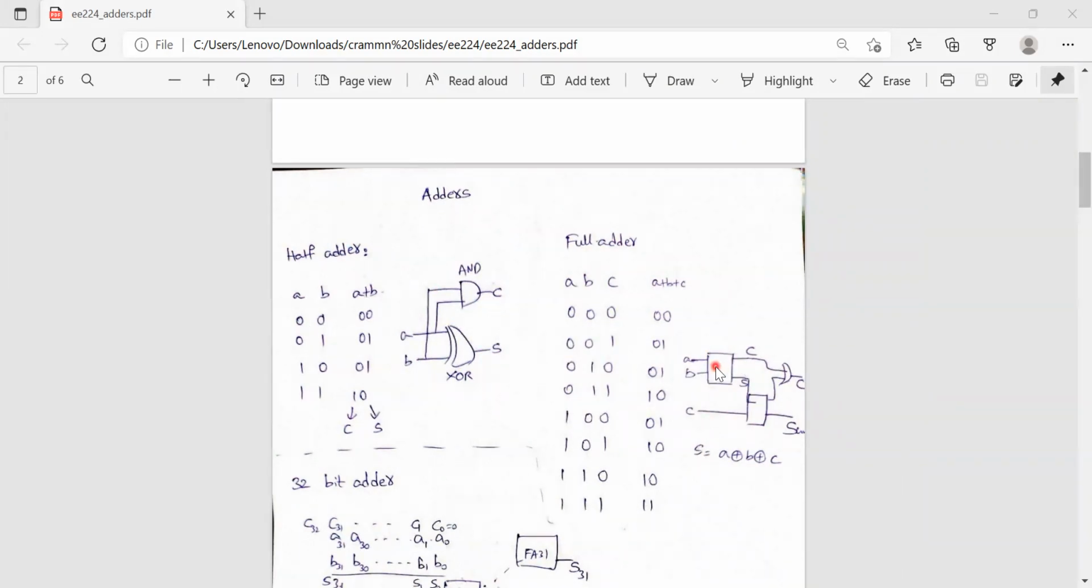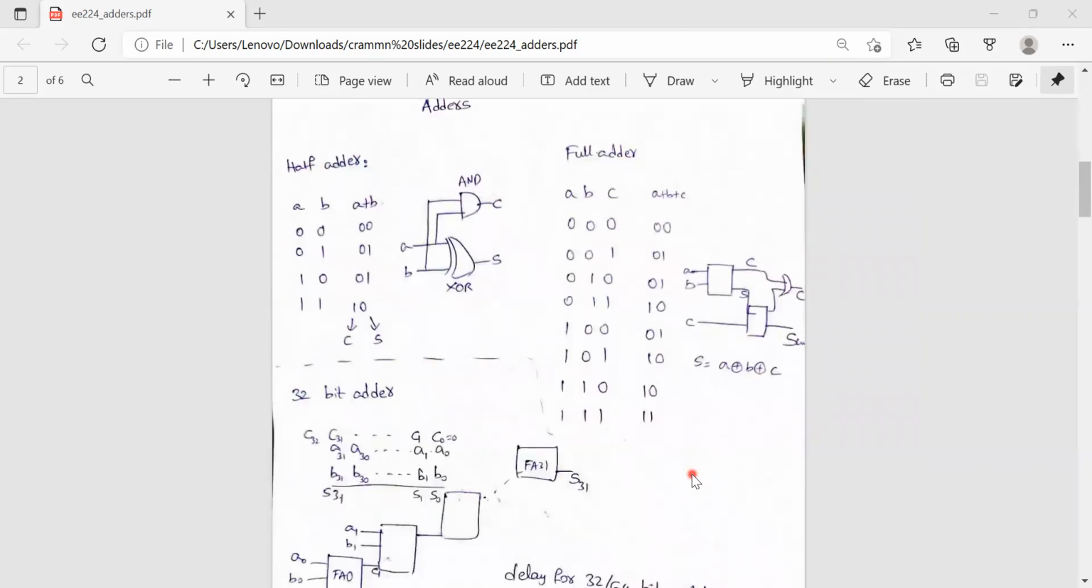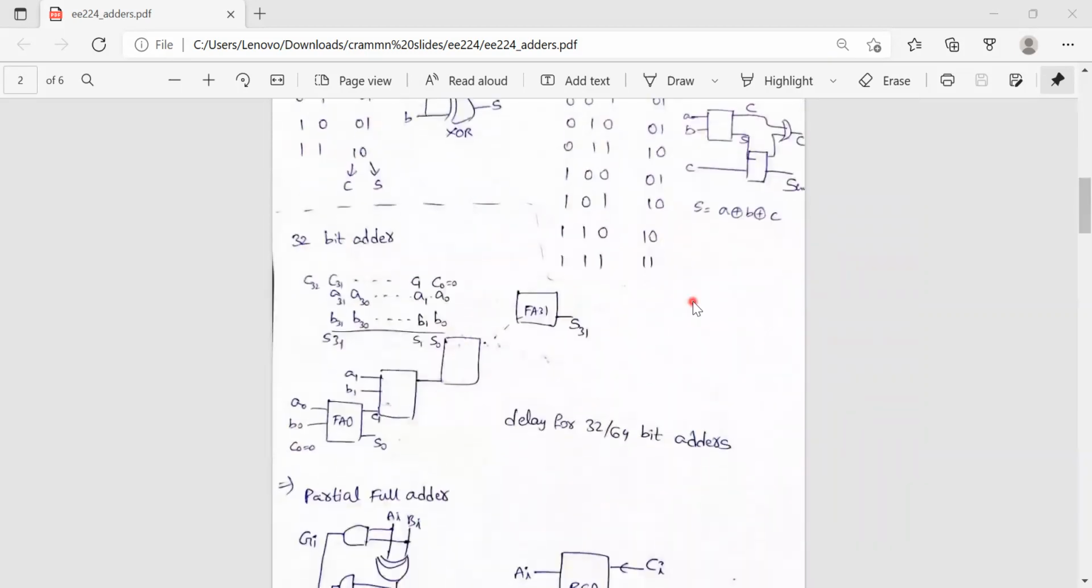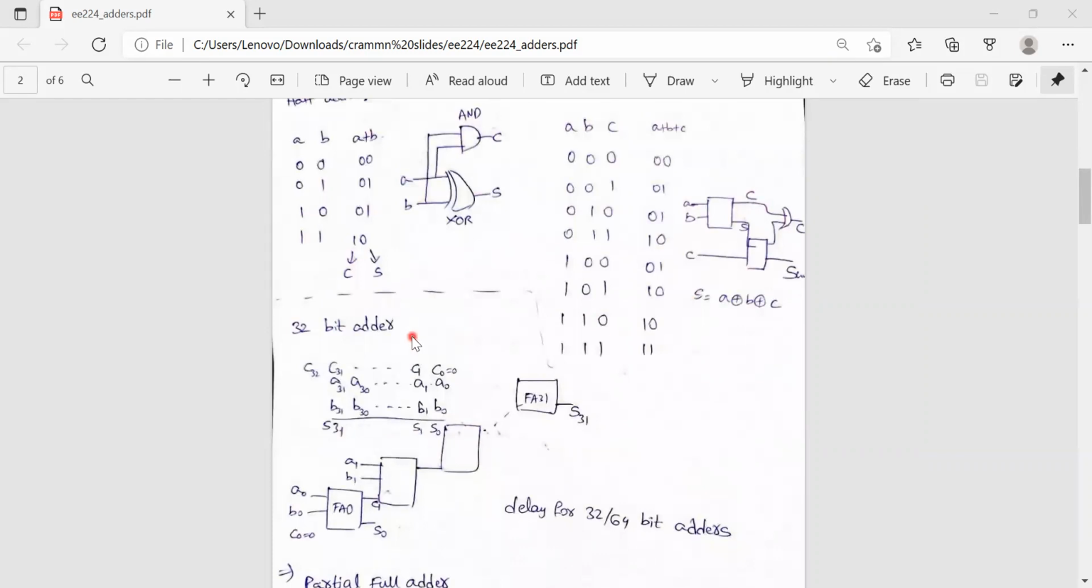Okay, which gives one sum and one carry, and sum is basically A XOR B XOR C. If we want to add two 32-bit inputs, then we have to use 32 full adders, which add the zero place inputs, A1 and B1 inputs, and A2 and B2, and so on, up to A31 plus B31.